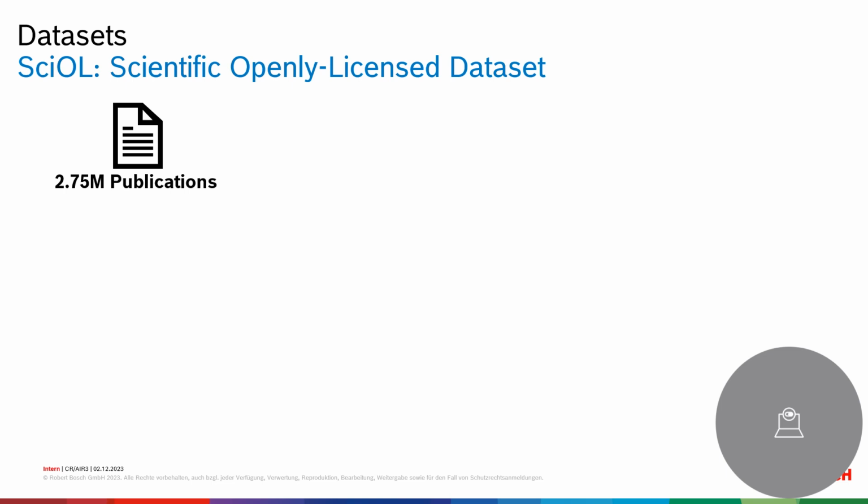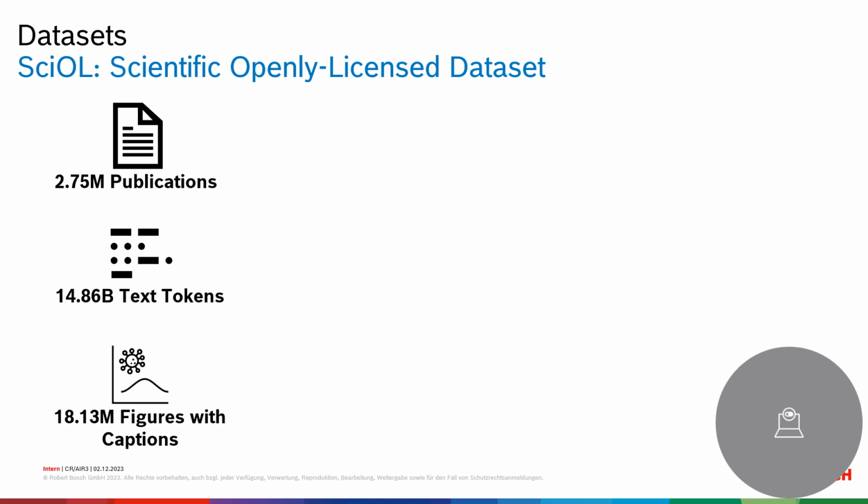SciOL consists of about 2.75 million publications indexed by the Directory of Open Access Journals and PubMed Central, filtered for permissive licenses. It contains nearly 15 billion tokens, automatically structured into semantic categories, such as the title, authors list, abstract, or the body text. In addition, we extract over 18 million figures and match them to their captions with an optimal matching algorithm.